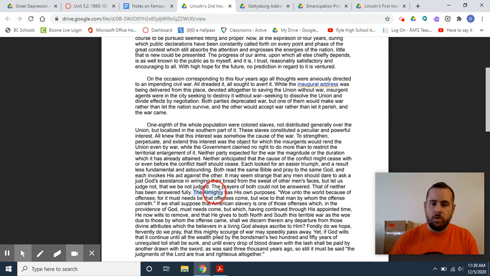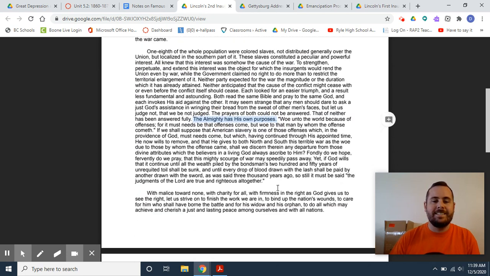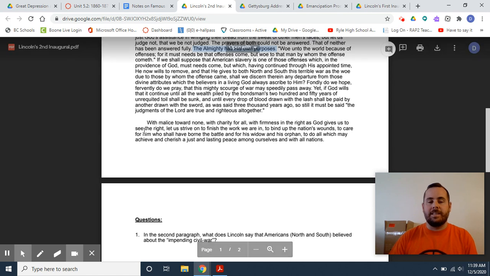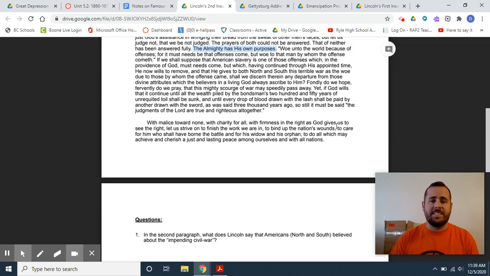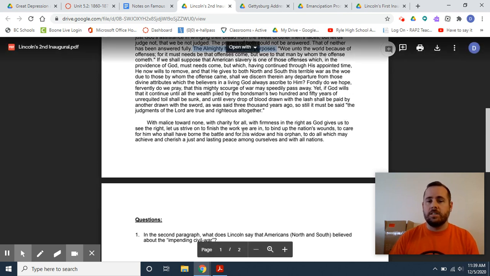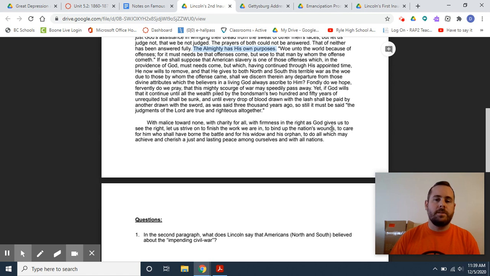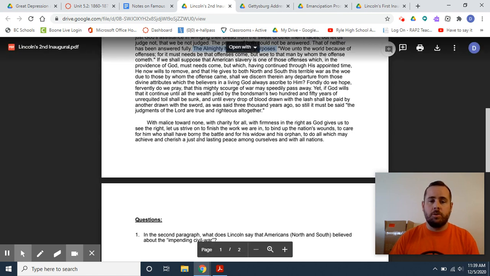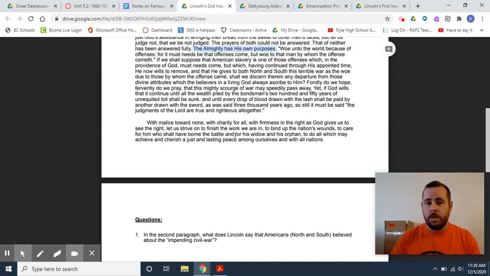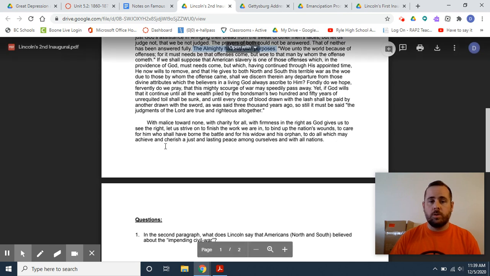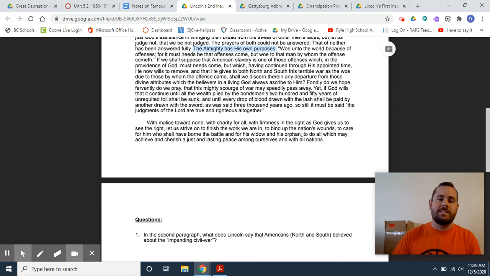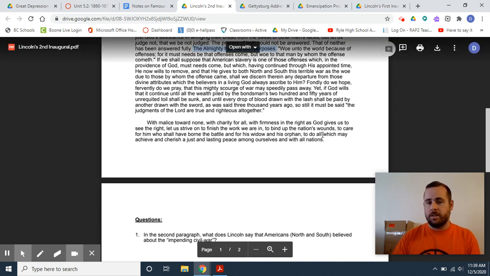The Almighty has his own purposes. He doesn't know what it is, but when he gets to the end, he says, "With malice toward none, with charity for all, with firmness in the right as God gives us to see the right, let us strive on to finish the work we are in, to bind up the nation's wound, to care for him who shall have borne the battle, and for his widow and orphan, to do all which may achieve and cherish a just and lasting peace among ourselves and with all nations." This is Lincoln at his most gracious, forgiving and seeking healing.